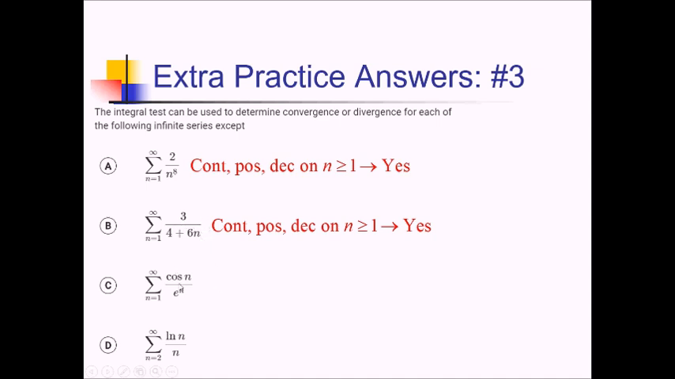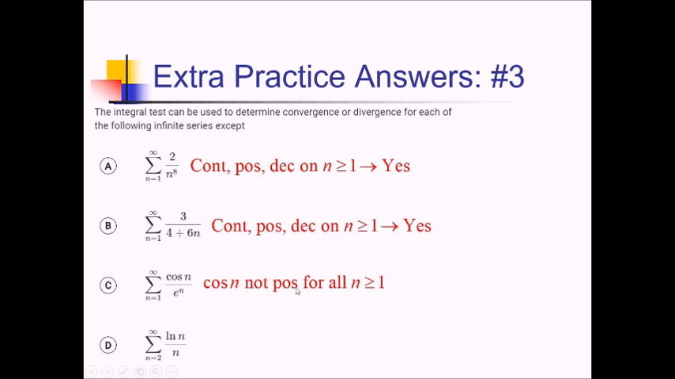For this next one now, cosine and e to the n, those are definitely continuous. There's no way to make e to the n equal 0. So we're not going to run into any continuity issues. Where we do run into an issue is that cosine of n is positive and negative for different values. Cosine is negative for some values that are greater than 1. For example, how about pi? Cosine of pi is negative 1. So that violates the positivity part of this precondition for the integral test.